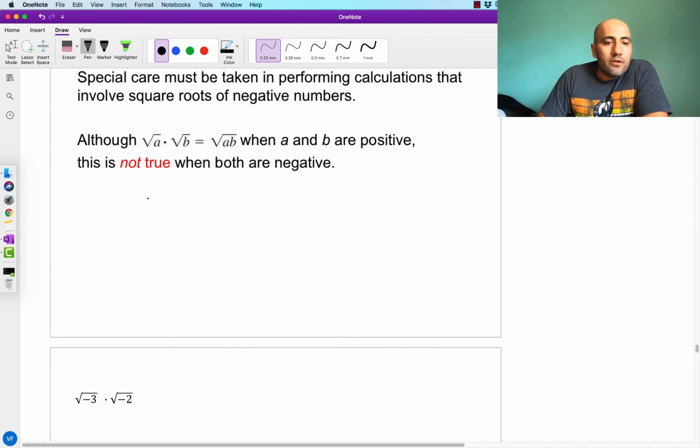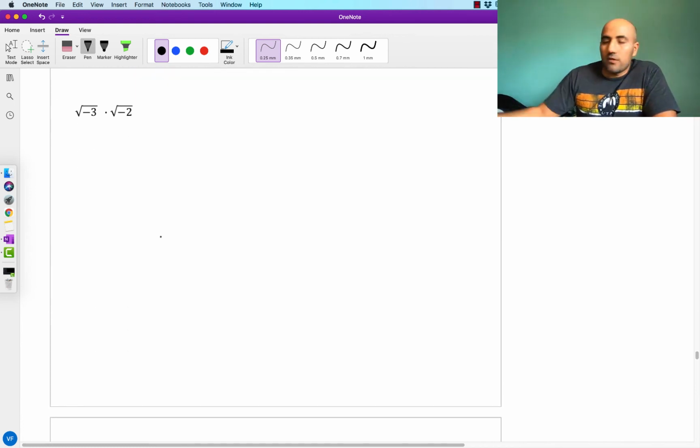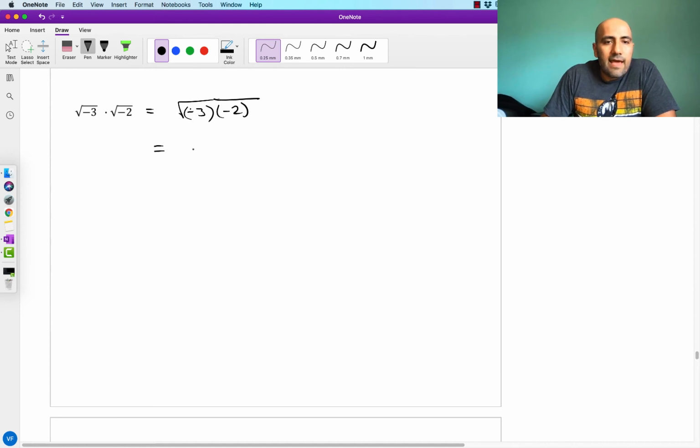So note that if someone treats this one this way and says, I know the square root of -3 times -2, and then that equals the square root of negative times negative, that's a positive, that's going to be 6. And so they get that the square root of -3 times the square root of -2 equals the square root of 6.